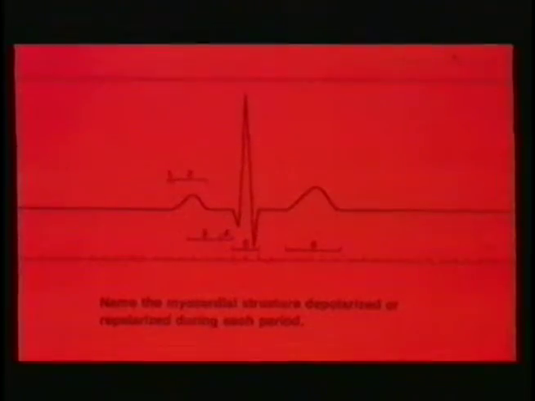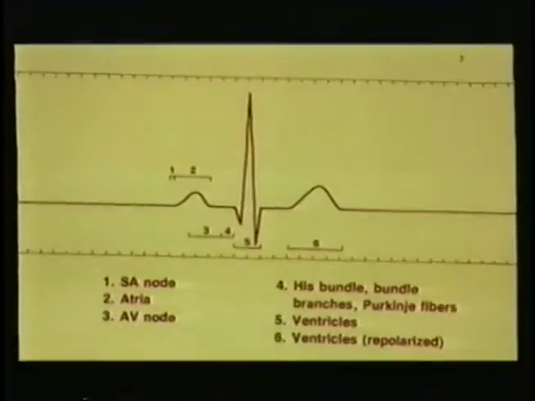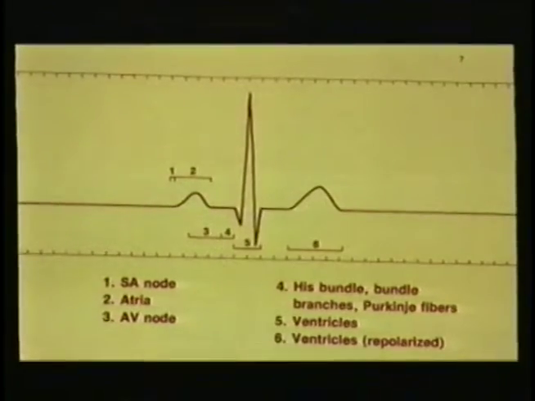6. Given the normal ECG tracing in lead 2 and a series of numbered time intervals, name the cardiac structure depolarized or repolarized during each period. 7. These are the cardiac structures depolarized or repolarized during each period.